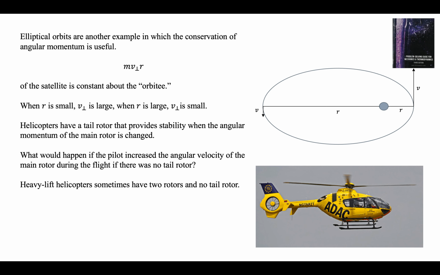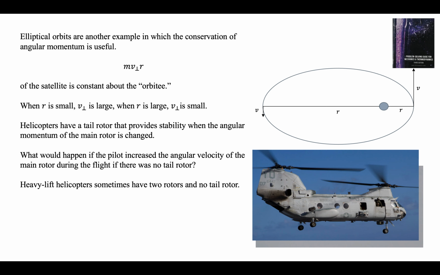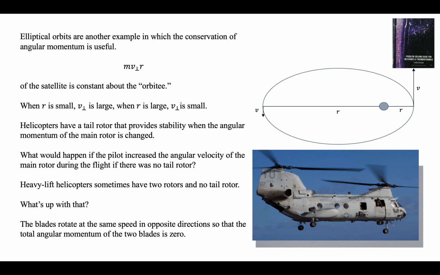Heavy lift helicopters sometimes don't have a tail rotor. They just have two main rotors. How is that stable? What's up with that? Think about it. Well, the blades rotate at the same speed in opposite directions. So the total angular momentum of the two blades is 0. Then you don't have to worry.